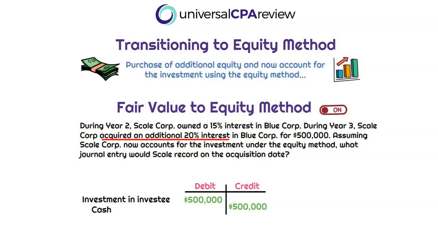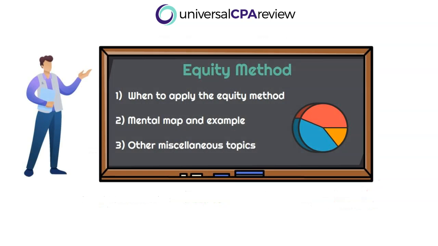So what journal entry would they record on the acquisition date? Well, all they would do is debit investment in investee for $500,000 and then credit cash for $500,000. As we had previously discussed, we do not need to make any retrospective adjustments based on this switch from the fair value to the equity method, just accounted for prospectively going forward. So that's fairly straightforward. You could see a multiple choice question on that, but just understand this example and you'll be set.